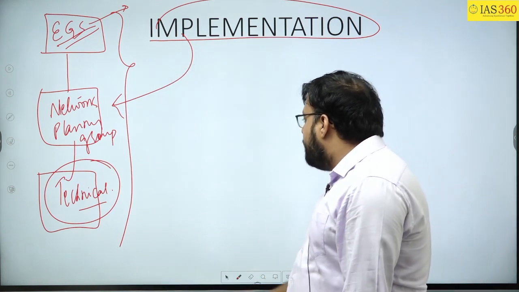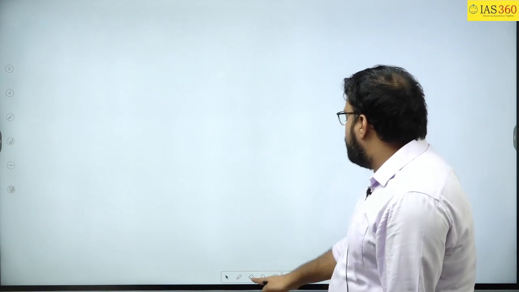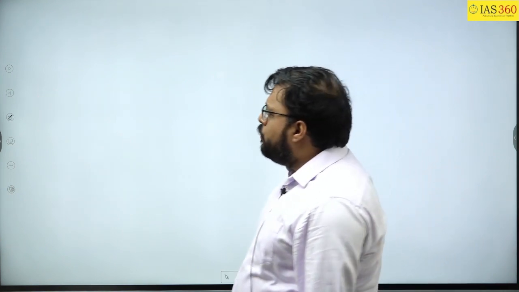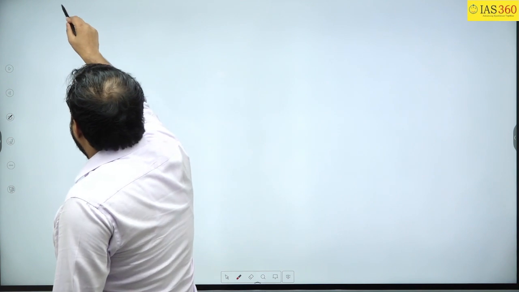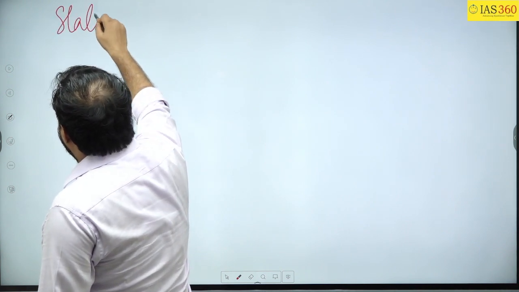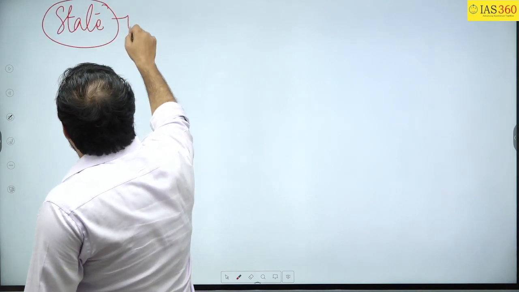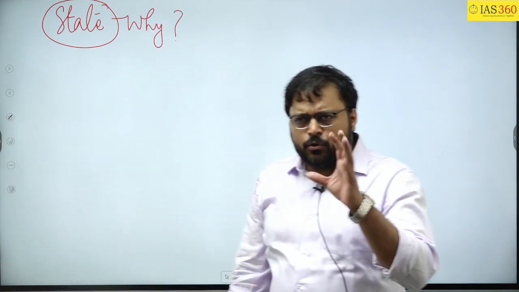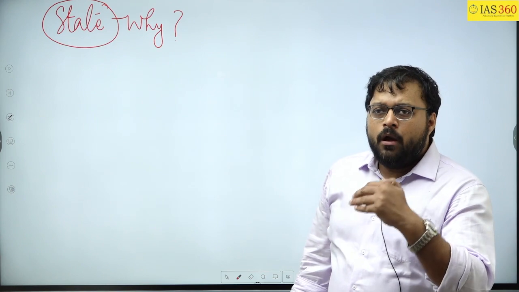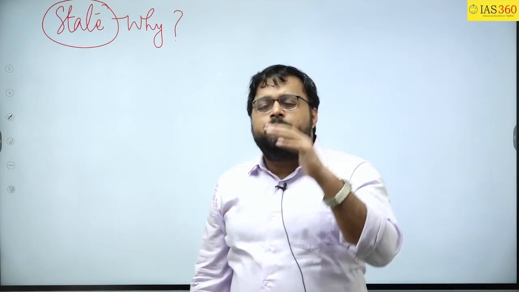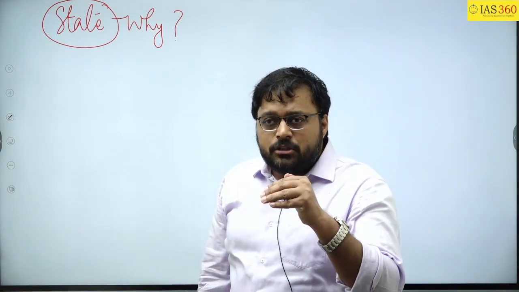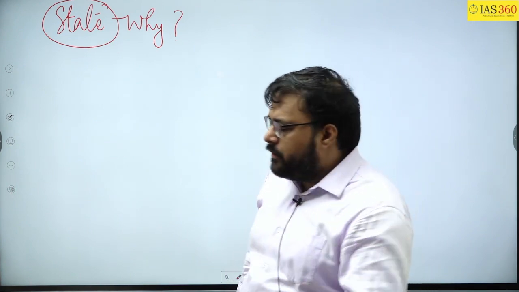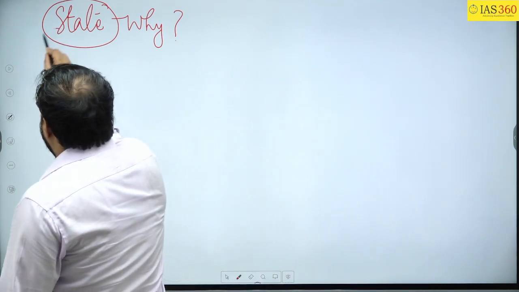Now, the question is about the center and state. Here I just want to talk about why we should focus upon the state. That is the very first question. Then we will talk about what elements in PM Gati Shakti ensure cooperative federalism. That is another thing. Why should we focus upon a state?